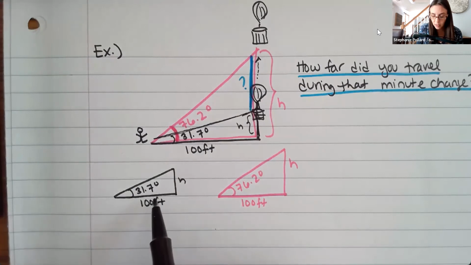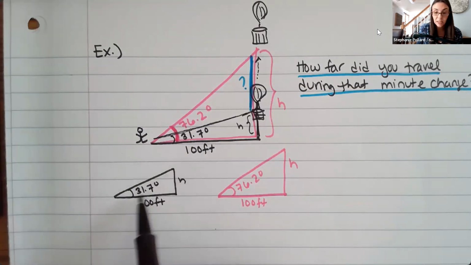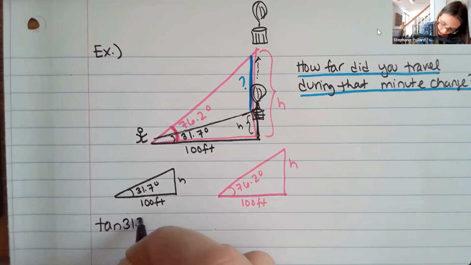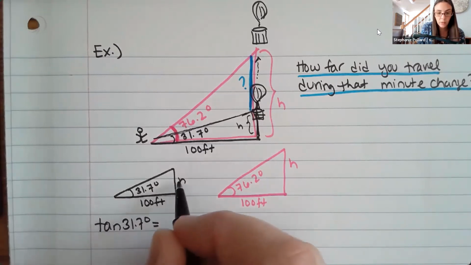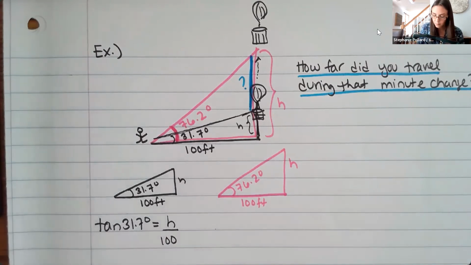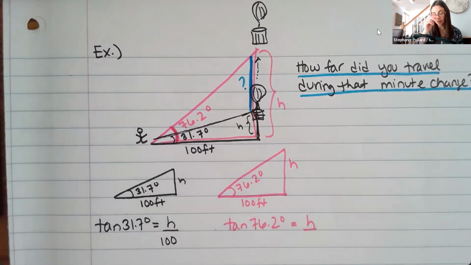Think about what you need here. I know an angle, I'm looking for the opposite side and I have the adjacent. So this is all tangent stuff. So tangent of 31.7 degrees, again, it would be opposite over adjacent. So the height over 100. And here would be tangent of 76.2 degrees, again, opposite over adjacent. So you're looking at h over 100.